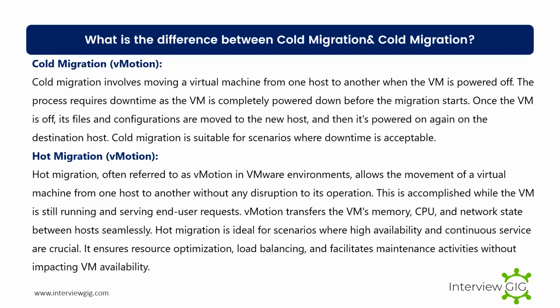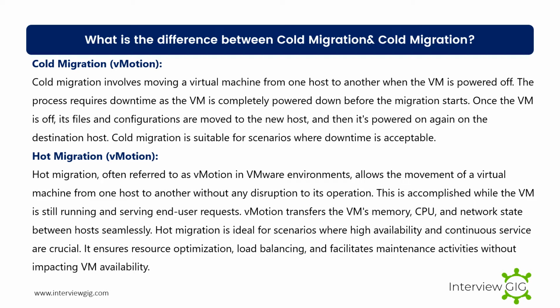What is the difference between cold migration and hot migration? Cold migration involves moving a virtual machine from one host to another when the VM is powered off. The process requires downtime as the VM is completely powered down before the migration starts. Once the VM is off, its files and configurations are moved to the new host, and then it's powered on again on the destination host. Cold migration is suitable for scenarios where downtime is acceptable.